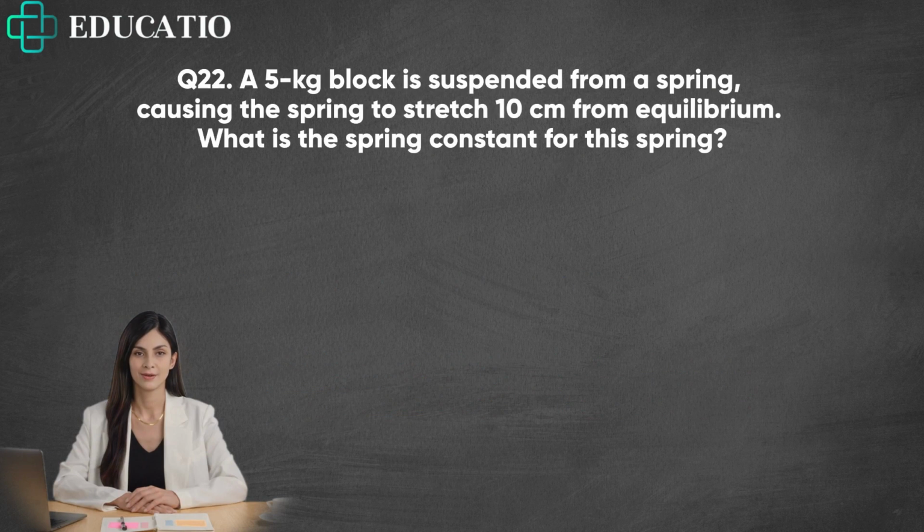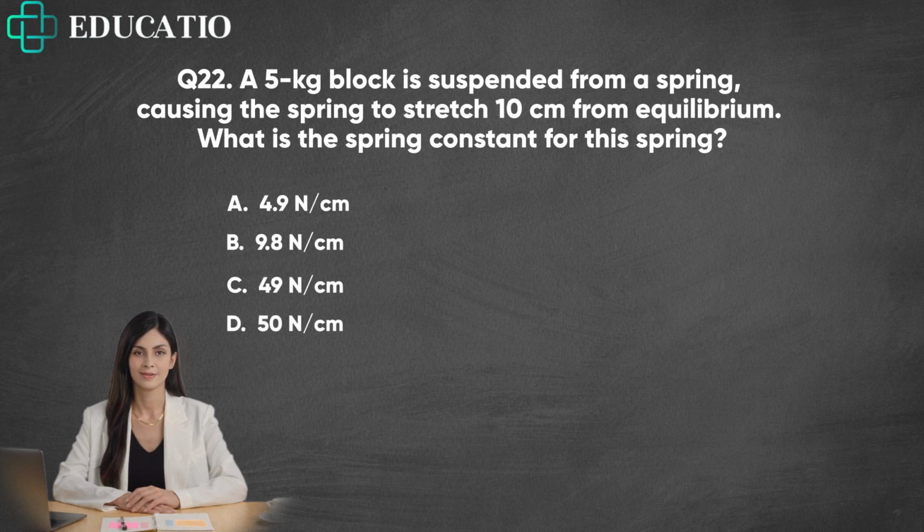Question 22. A 5 kg block is suspended from a spring, causing the spring to stretch 10 cm from equilibrium. What is the spring constant for this spring? A. 4.9 newtons per centimeter. B. 9.8 newtons per centimeter. C. 49 newtons per centimeter. D. 50 newtons per centimeter.